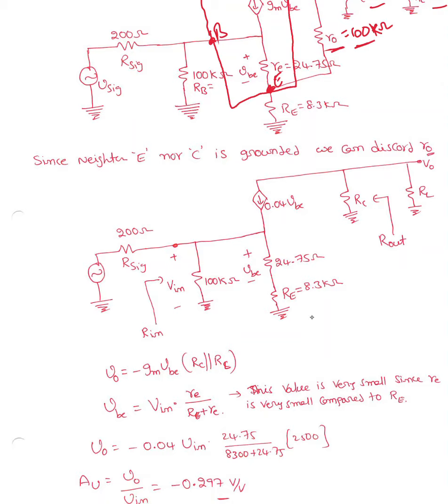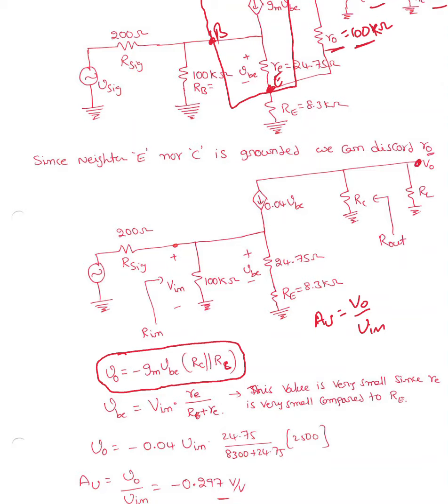The gain is nothing but AV, that is V0 over Vn. So I need to find the relation between V0 and Vn. V0 equals minus Gm times Vb times RC parallel with RL. This is the load resistance, RC and RL.